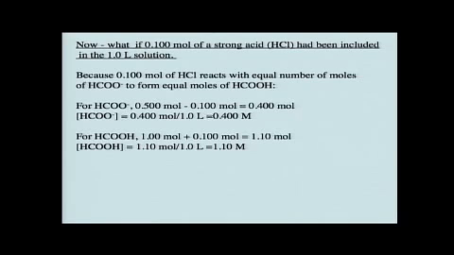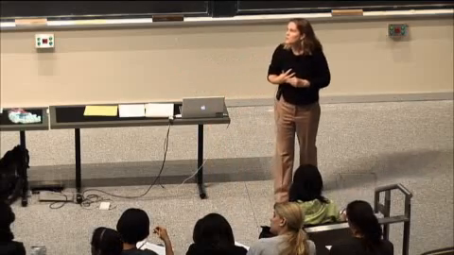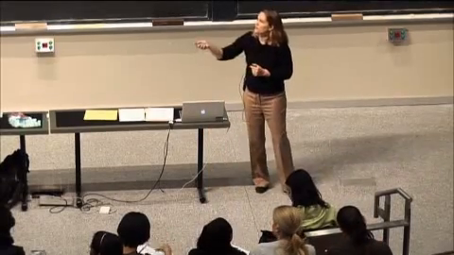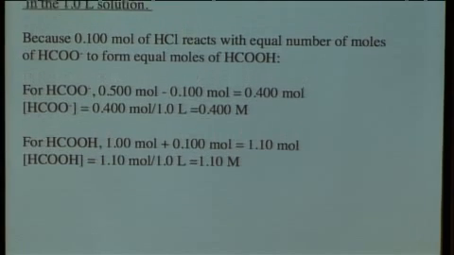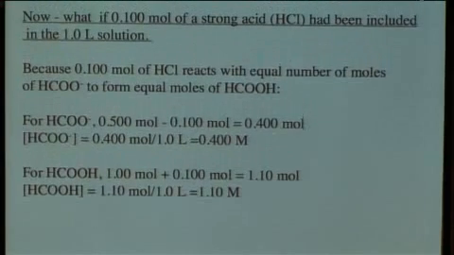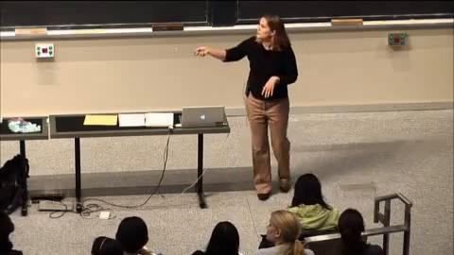So strong acids go to completion. If we added 0.1 moles of that strong acid, it will react with an equal number of moles of the conjugate base to form the conjugate acid. So we can just do subtractions here. We don't have to worry about setting up any kind of equilibrium. We assume it goes completely.